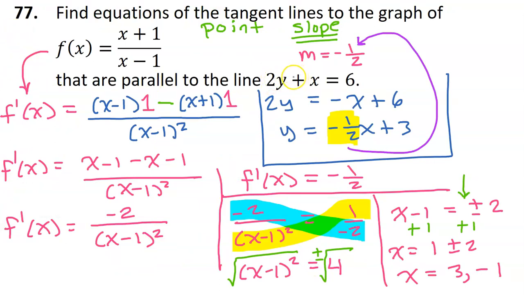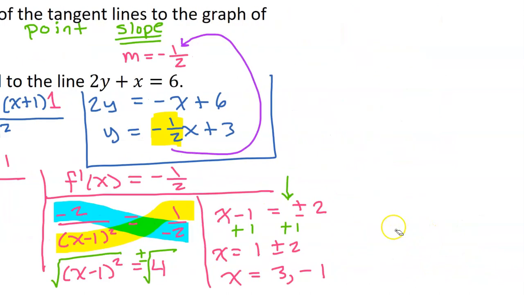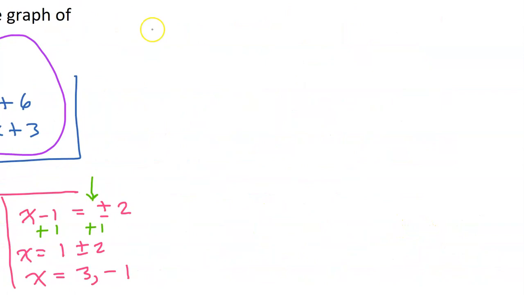Let's keep in mind what we are trying to find. We're trying to find the equation of tangent lines. And for each tangent line, we need a point and a slope. We already have the slope, so we are looking for any points that we're going to find. That's an x value and a y value that we're going to need. So we just found two x values, but we need the y values that go with them. So let's do that over here off to the side.